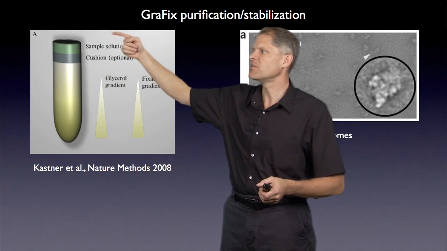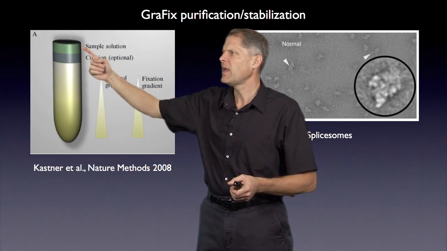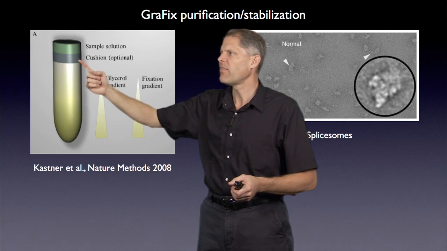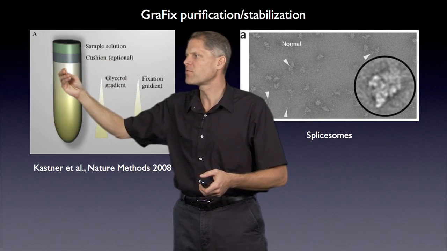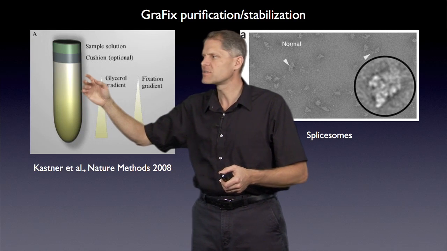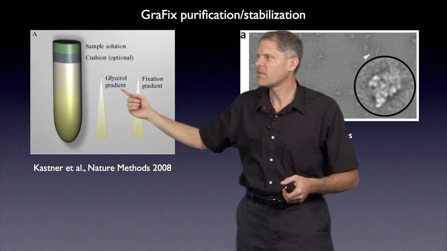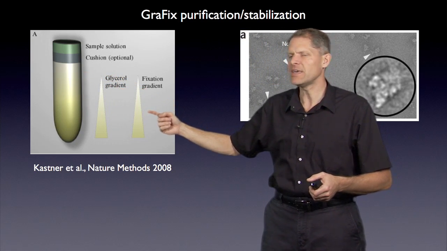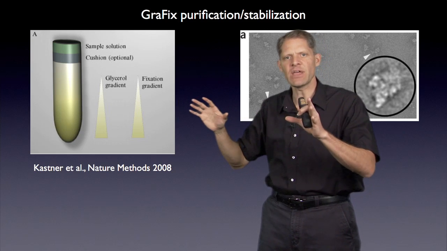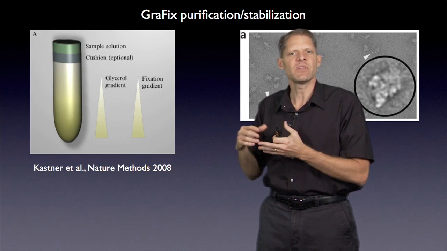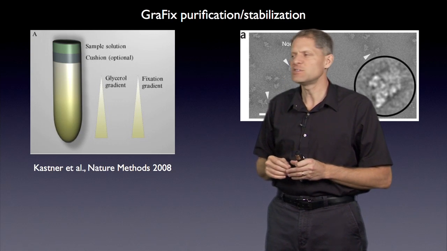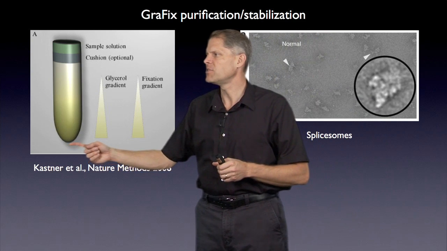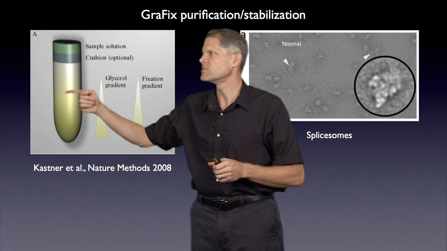Then you add your sample up at the top and perhaps a cushion, and then you start to centrifuge the sample. As they move through the gradient, they're first lightly fixed and then fixed more and more completely as they move down, and they separate from other populations of particles that aren't exactly like them. Then at the end of the spin, you can separate what you have in the tube according to its layer.